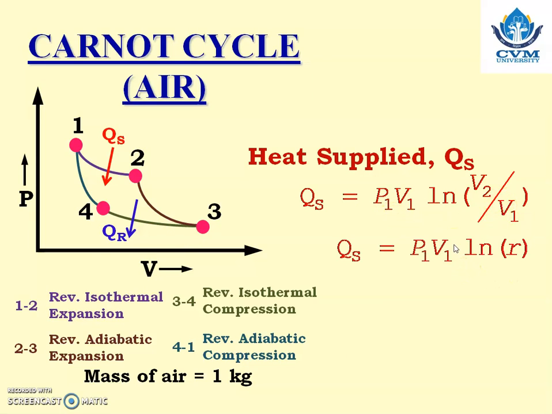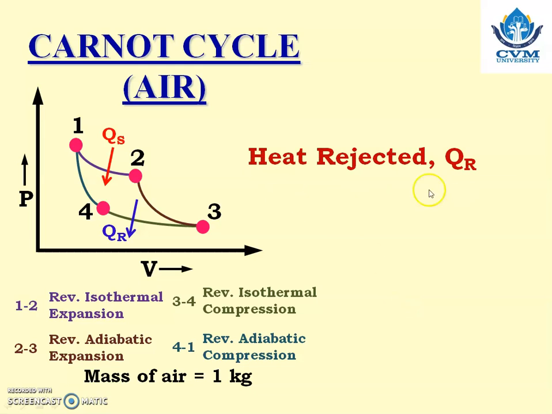Now instead of P1 V1, we can also write MRT1 and V2 by V1 is R. Now as the mass of air is 1, so we have removed M. So it is RT1 ln R. So that is heat supplied, QS. Next one is heat rejected, QR.